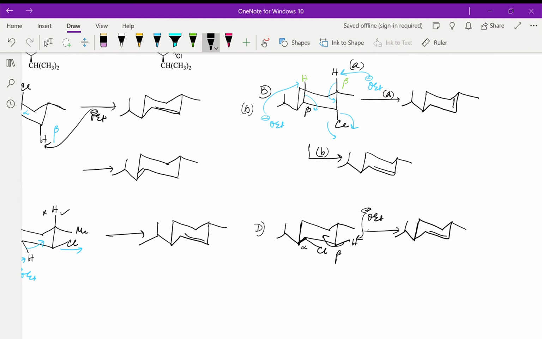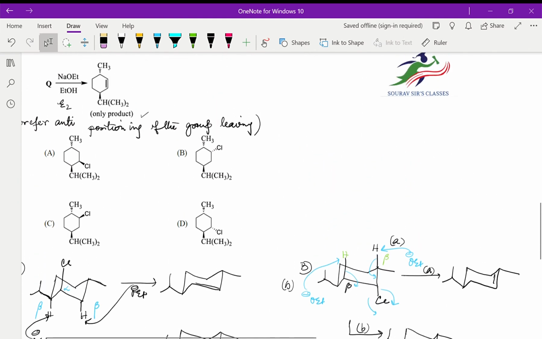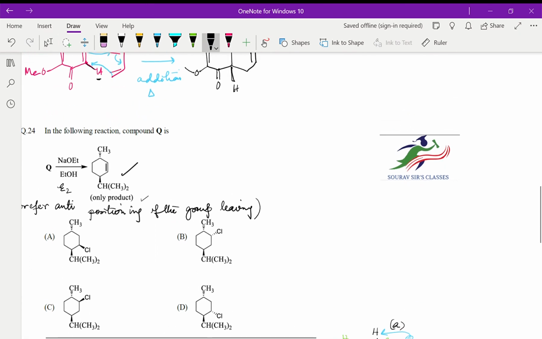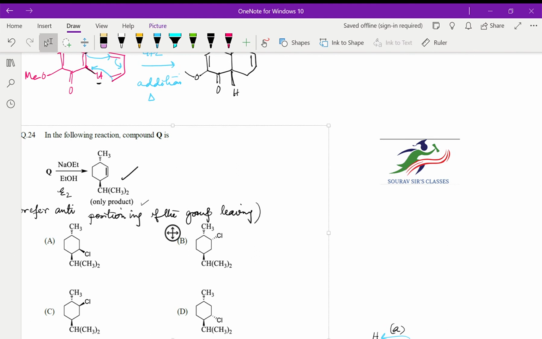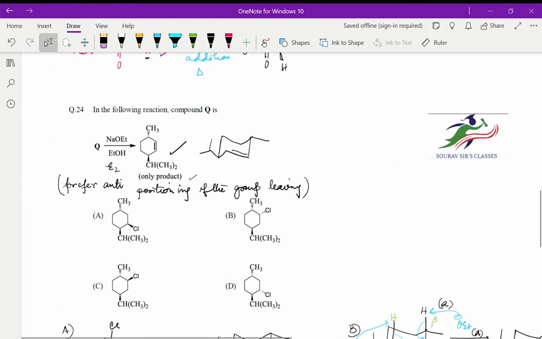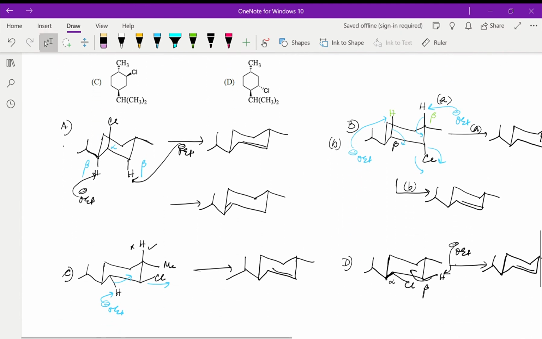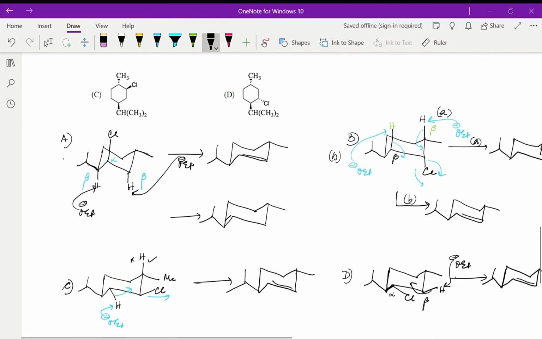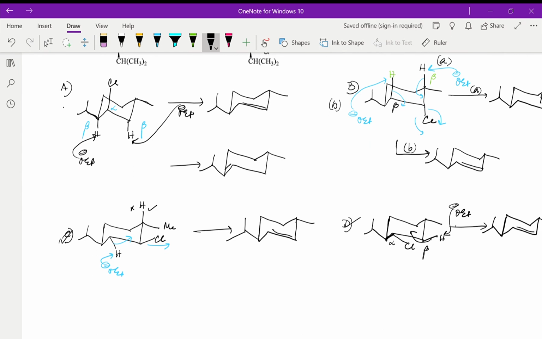So the compounds giving only one kind of product are C and D, and if you check the product out here, obviously if you write the chair form of this product, then it is going to have the structure as I have written like this, and this product is given by the structures C and D. So that should be our answer.